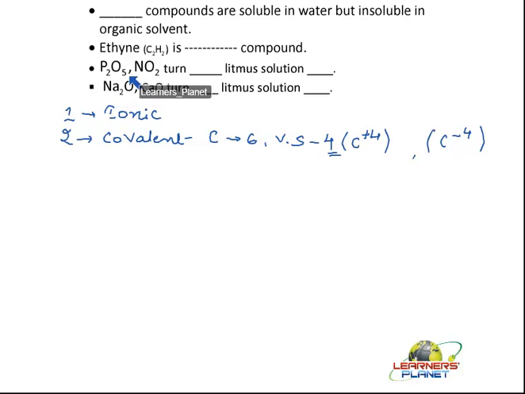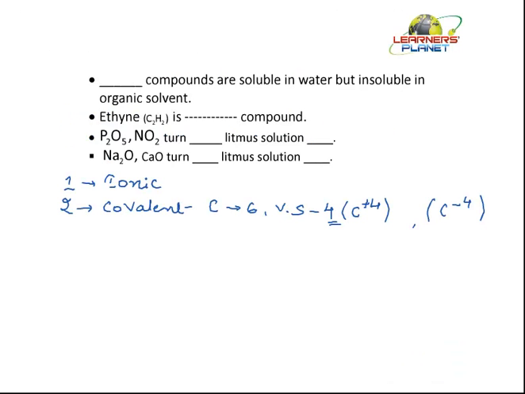Now, our next question here is P2O5 and NO2 turn dash litmus solution to dash. So what are these? Phosphorus and nitrogen? These are what, students? These are non-metals. Now what I have told you is that non-metals form acidic oxides. So acids turn blue litmus solution red. So what will be our fill-ups? It would be blue and red. So this is your answer.